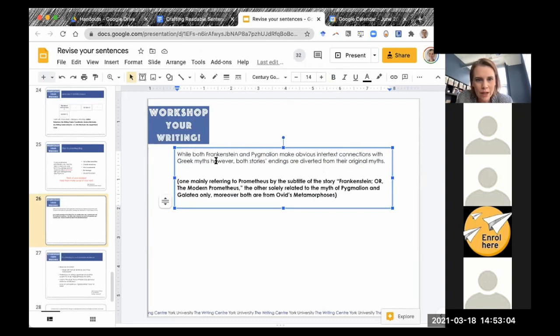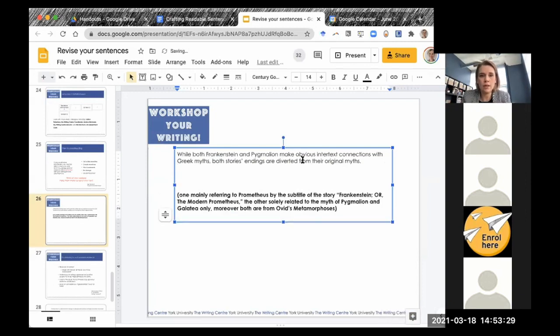So while both Frankenstein and Pygmalion make obvious intertext connections with Greek myths, you can take out however because you have while. So you're kind of doing double duty with both of these things. Okay. Both stories' endings are diverted from their original myths. So this, you're using subordination with a subordinating conjunction at the outset.